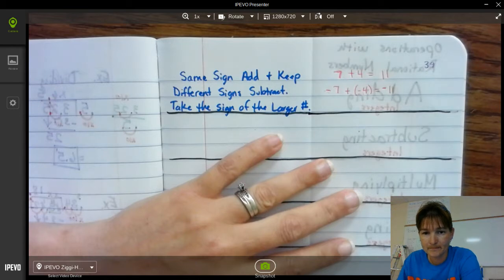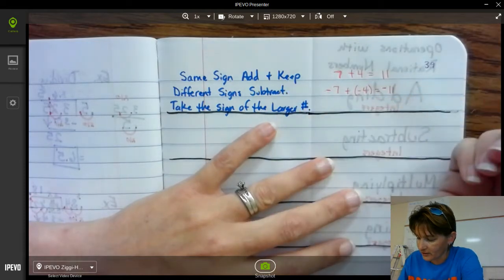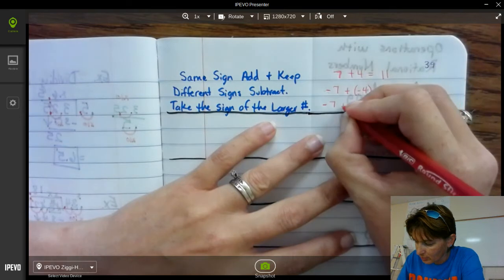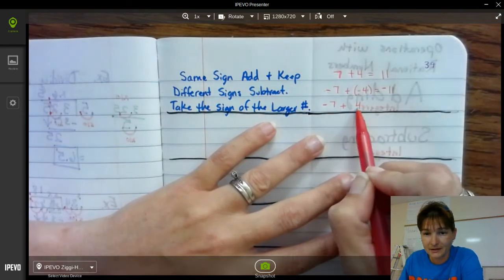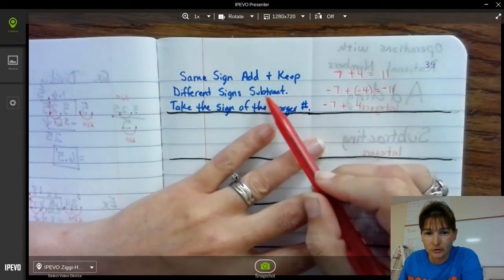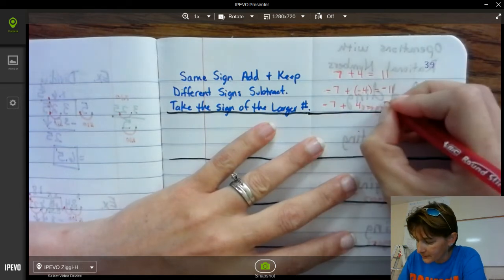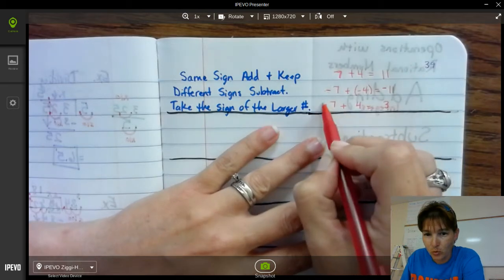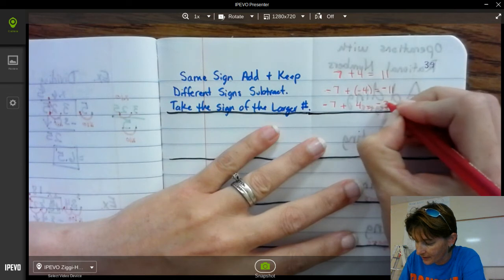All right. The next example, when you have different signs, say I have negative 7 plus 4. These are your different signs. So I have a negative and a positive. So I'm going to subtract. 7 minus 4 is 3. And then you take the sign of the larger number. I have more negatives than I have positives, so my answer is going to be negative.